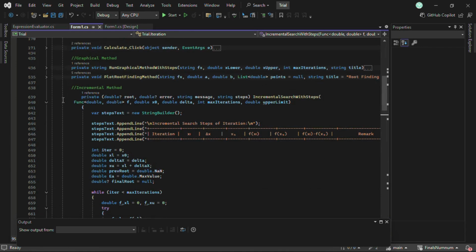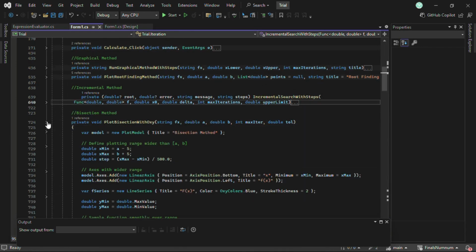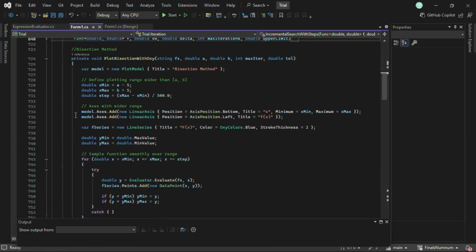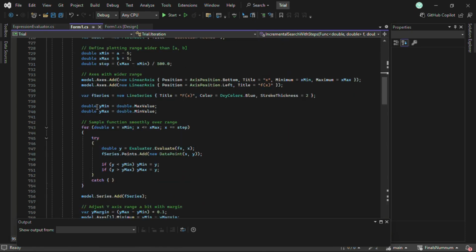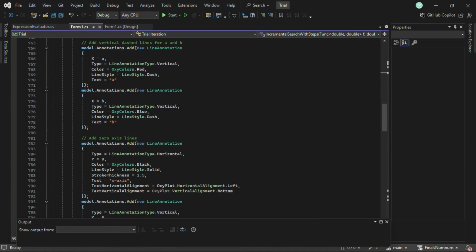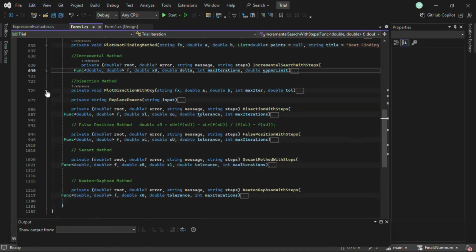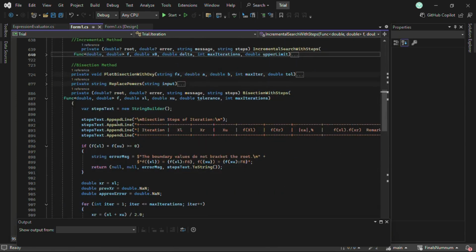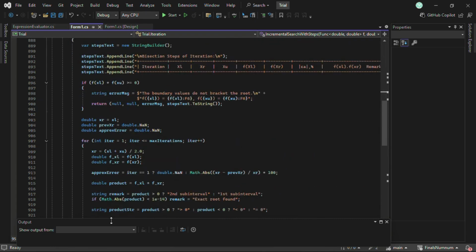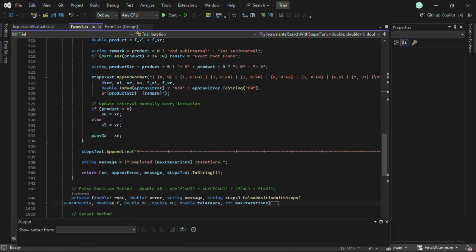Next up is my bisection method. This is where we define the range. Oh, my bad. This is my display for the graph in my bisection method. Now here's the calculation. Here's the formula and the table for the bisection method.